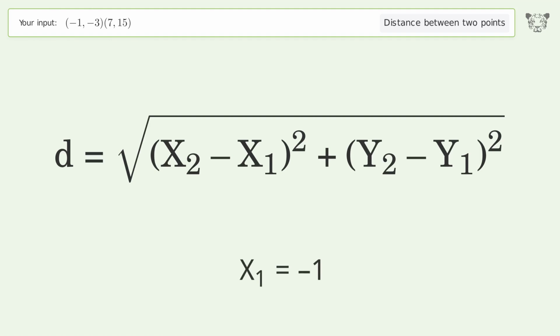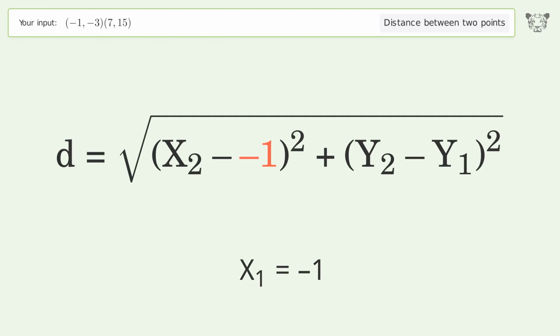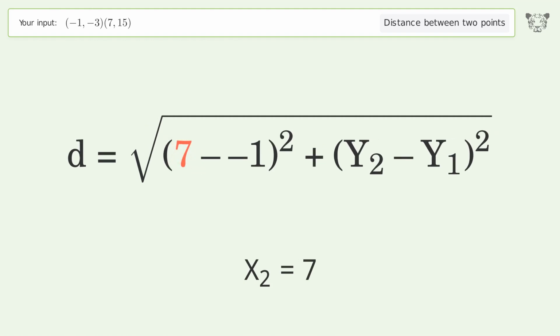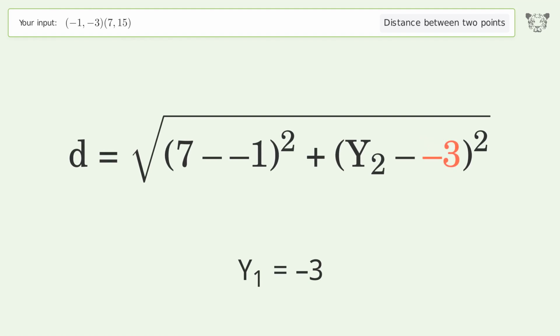x1 equals -1. x2 equals 7. y1 equals -3. y2 equals 15.